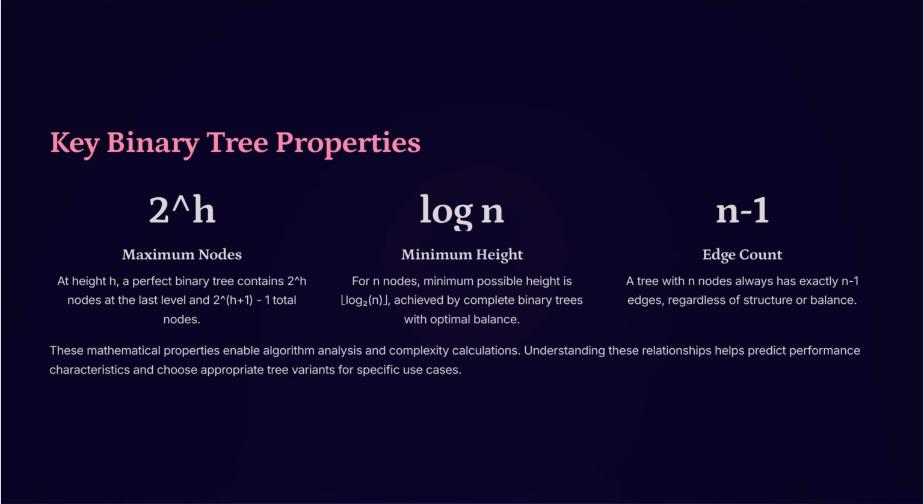A perfect binary tree with height h has 2^h nodes at the last level and 2^(h+1) - 1 total nodes. The minimum height for n nodes is log2(n), typical in complete binary trees. Any tree with n nodes has n-1 edges. These properties are crucial for analyzing algorithms and predicting performance in tree-based structures.